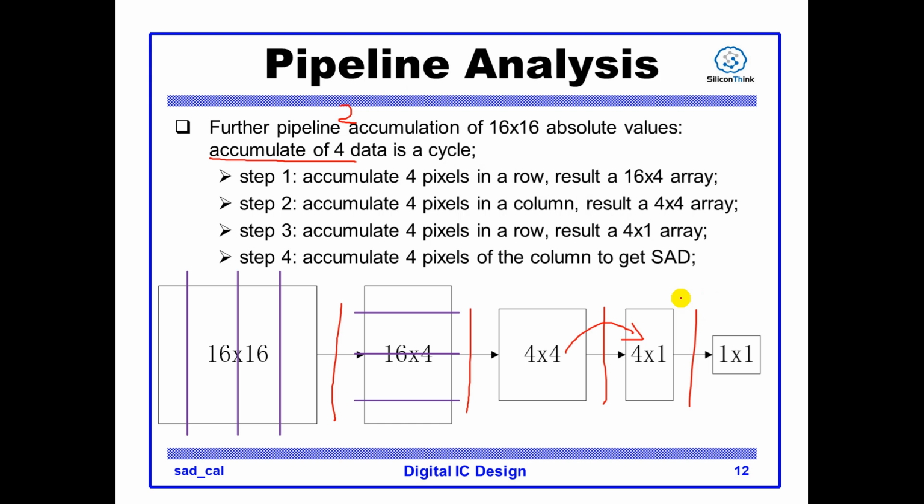Okay, let's analyze the critical path for this architecture. Which stage is the critical path stage? The first stage, the second stage, the third stage, or the fourth stage? Which stage will have the longest logic delay? Can you figure it out?